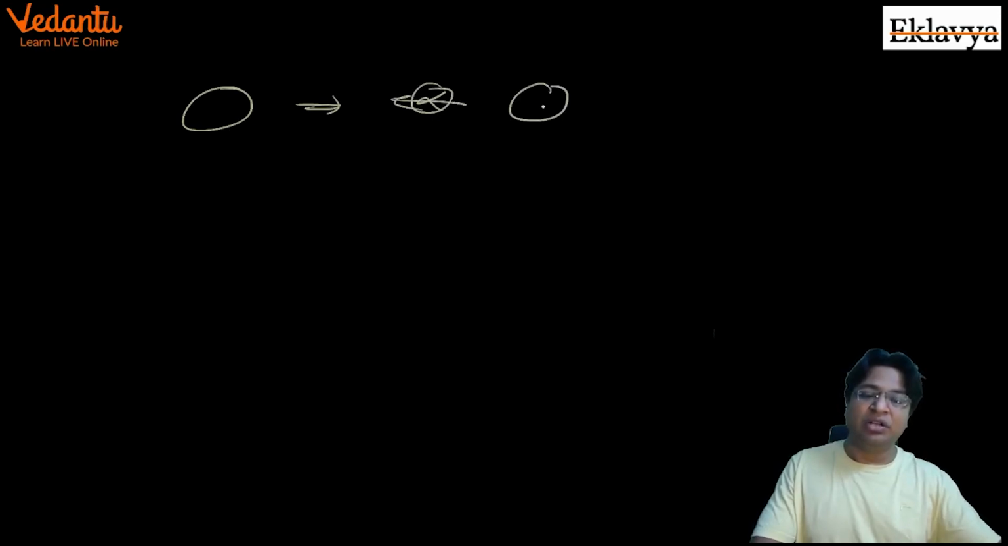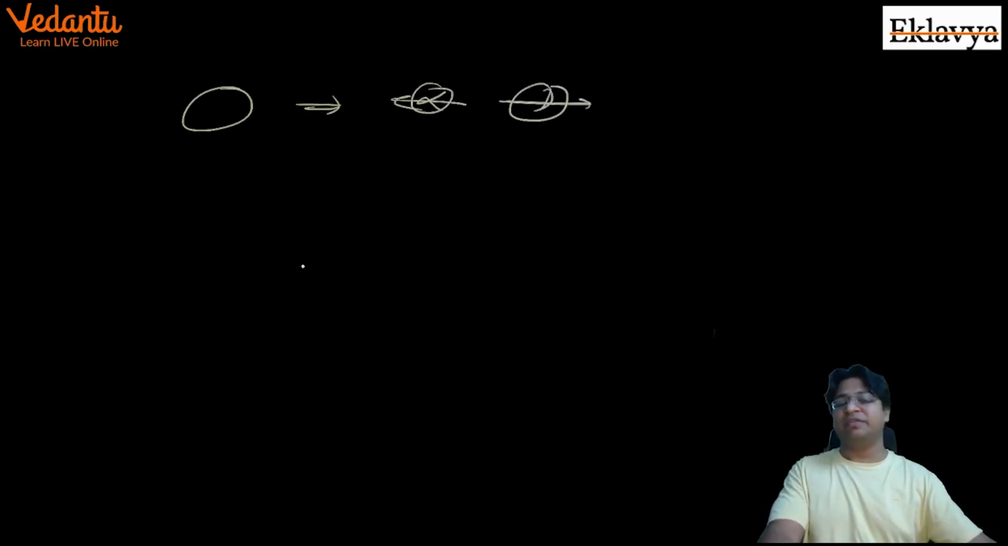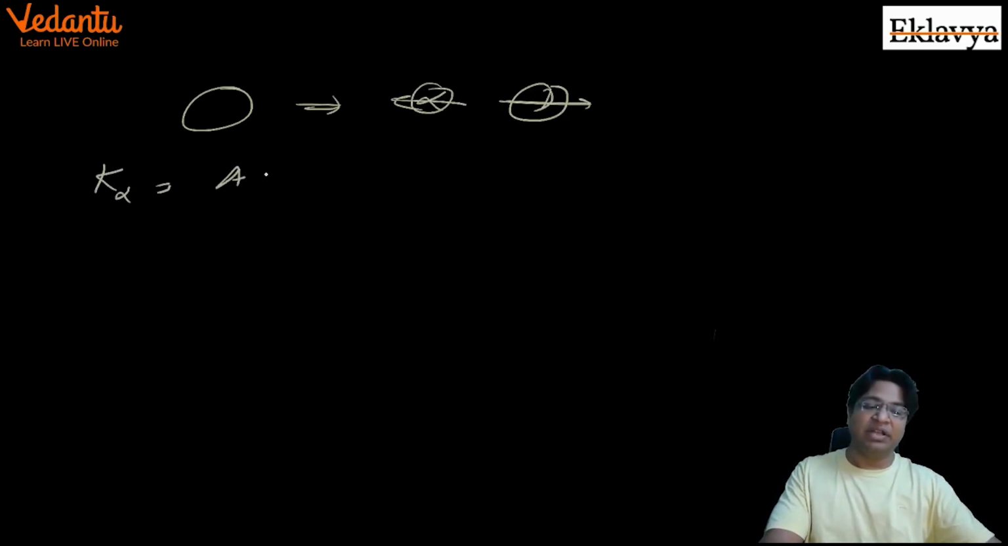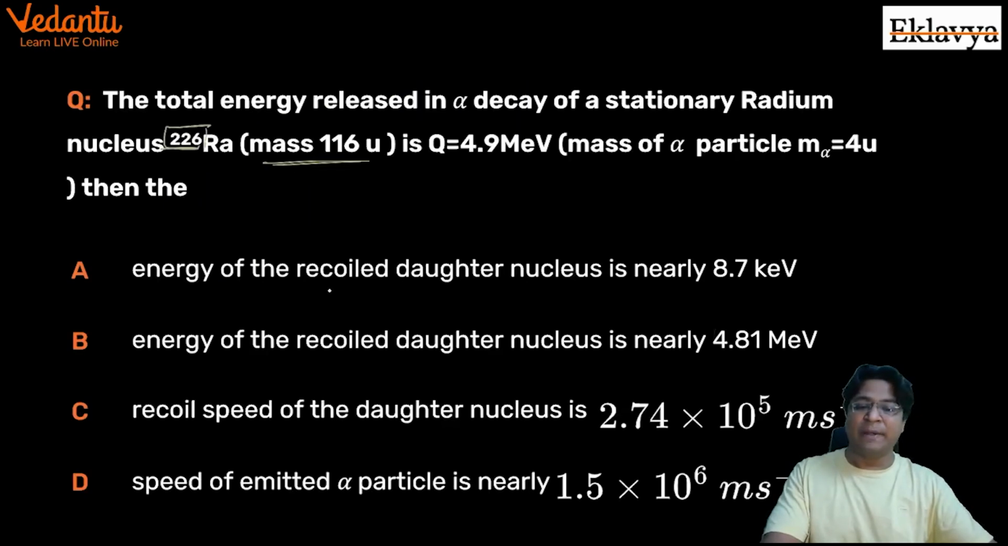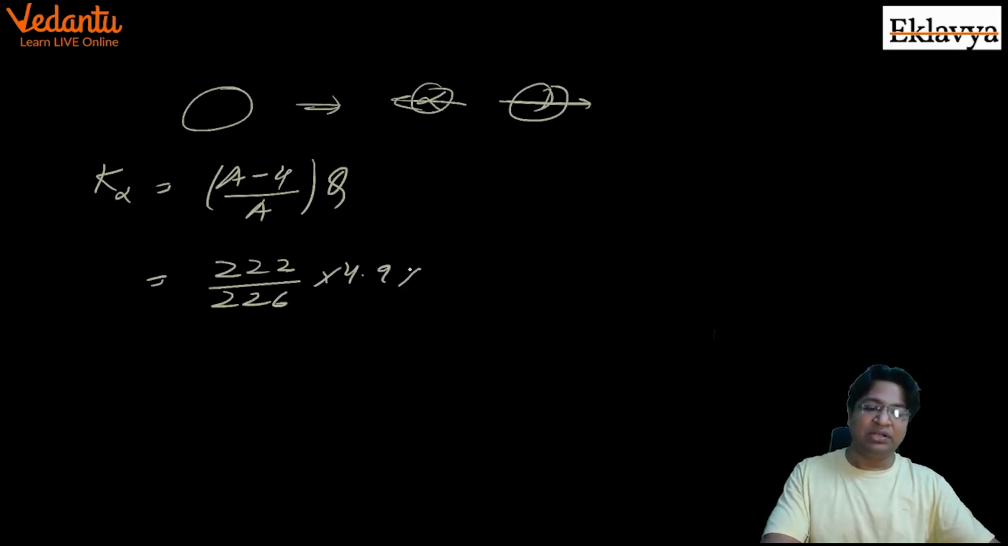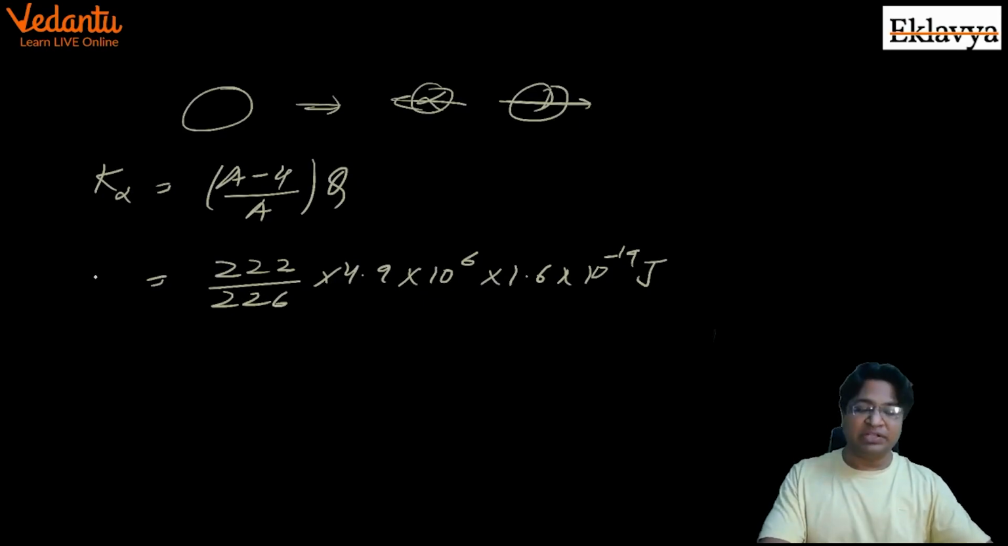If there is a particle that undergoes alpha decay, the daughter nucleus goes opposite to the direction of alpha, and the kinetic energy of the alpha particle is given as (A minus 4) by A into the Q value. Again, this is a standard result that I'm using. So the kinetic energy of the alpha particle would be 222 by 226 into the Q value, which is 4.9 into 10 raised to power 6 into 1.6 into 10 raised to power minus 19 joule. So this is the kinetic energy of the alpha particle.